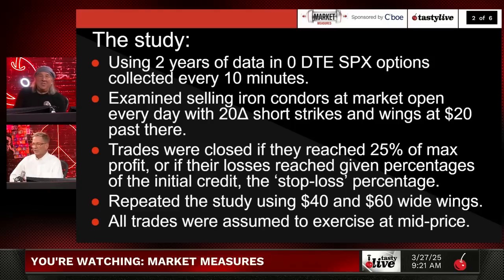So we did a study. We used 2 years of data in the zero DTE SPX options. We sold iron condors at the market opening with 20 delta short strikes and wings at 20 points. Trades were closed when they reached 25% of max profit. We repeated the study using $40 and $60 wide wings, so really wide wings, and filled everything at mid-price, which is a little misleading, but close enough. You can take off a dime if you want. And let's go to the next slide.